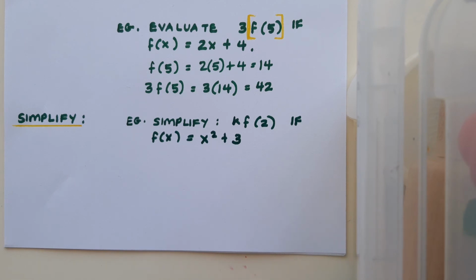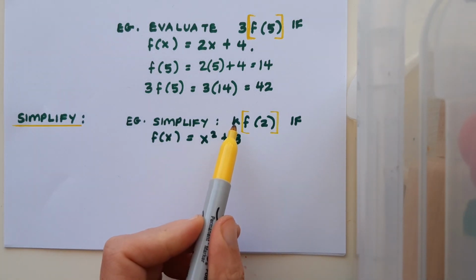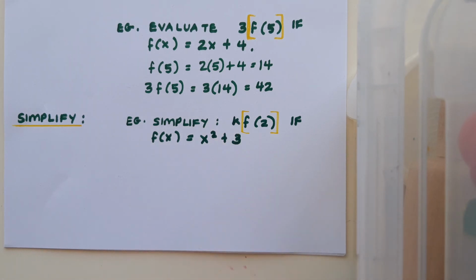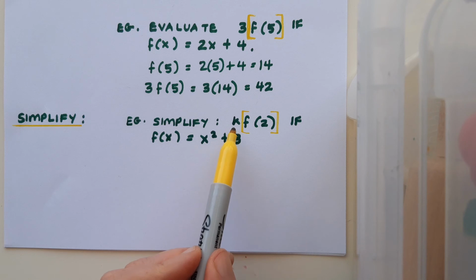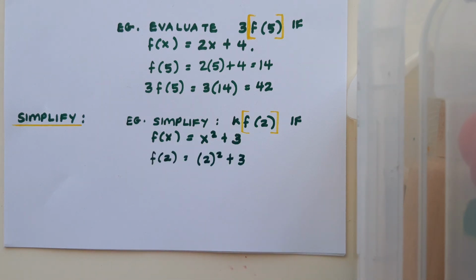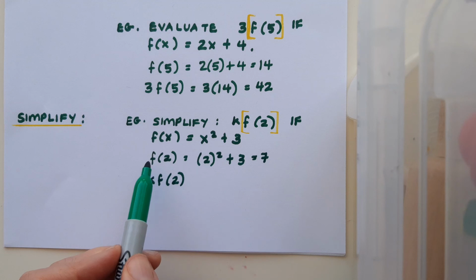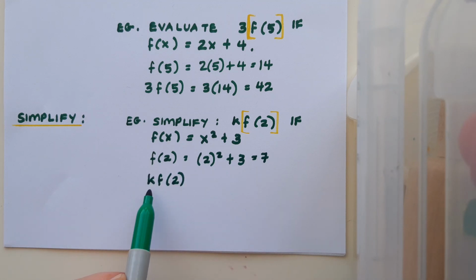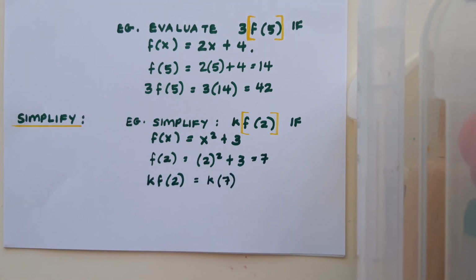For example, we might be asked to simplify k times f of 2 if f of x equals x squared plus 3. Again, seeing something written in front of the f generally means we're going to multiply by it. So we're going to evaluate f of 2, like we did in the previous examples, and then multiply by the k. So I substitute in 2 as my input, giving me a result of 7. And now I want to find k f of 2 by just taking my result for f of 2 and multiplying it by k. That's pretty easy to do here.